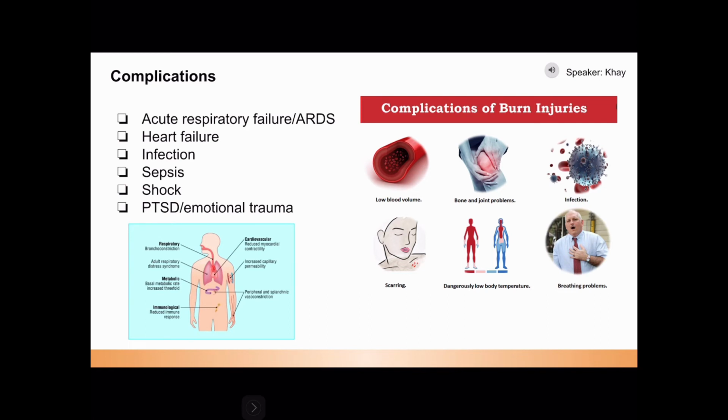Finally, severe burns can cause long-lasting distress for patients. Burned patients report feelings of anxiety, stress, depression, and lack of confidence and self-esteem. Some patients may also develop post-traumatic stress disorder.